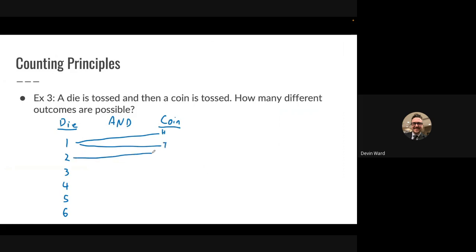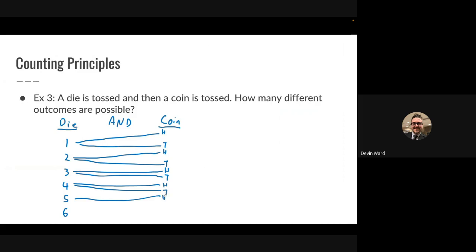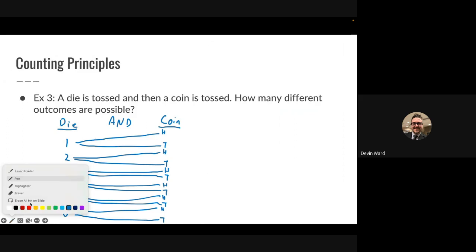If we roll a 2, we can have heads, or we could have tails. Heads for 3 or tails for 3. For 4, we can have heads or tails. Heads for 5 or tails. Heads for 6 or 6 could be tails. Okay, this one's a little bit less cluttered. Let's count how many different outcomes we have.